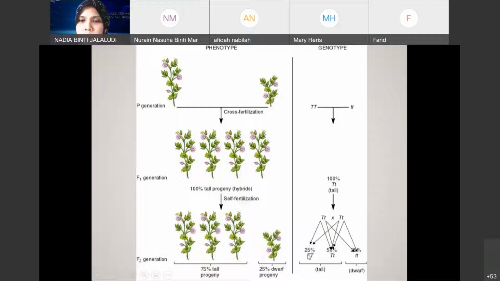Maknanya akan ada 25% of possibility dapat gene dua-dua homozygous dominant. 25% lagi maybe you akan homozygous recessive. Tapi ada another 50% chance that you will be heterozygous. Tapi even if you are heterozygous, you will still show the dominant trait, which is tall. Sebab yang dominant ni will always suppress the recessive. So akan ada 3:1 ratio of phenotype lah. Maknanya ada 75% tall progeny and 25% dwarf progeny.